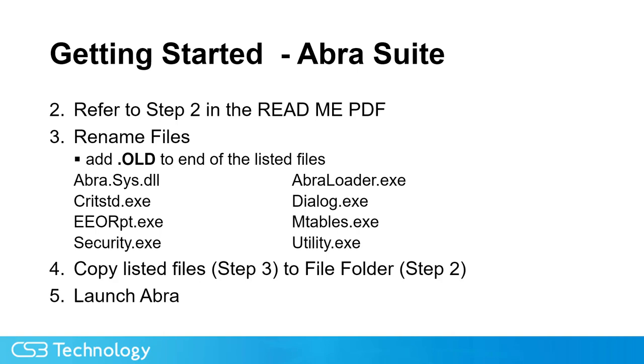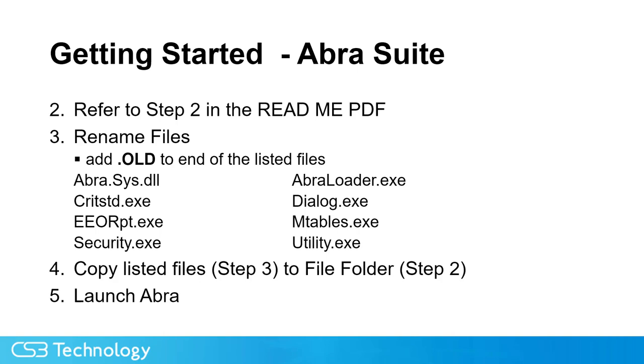When you go to save each one, you will get a warning that says by doing this, your file will probably no longer be able to be accessed. Go ahead and click OK on that warning, and then go to the next file and repeat that process. We have 8 files. Once you have all of those renamed, you're going to go back to the hotfix zip file, open that up, and copy the same files that are in that one and move them over to your file folder. Once you have moved all of them over, then you're going to launch Abra Suite.